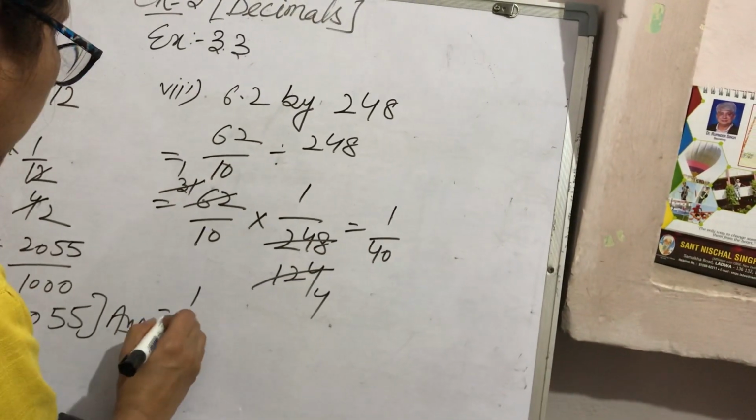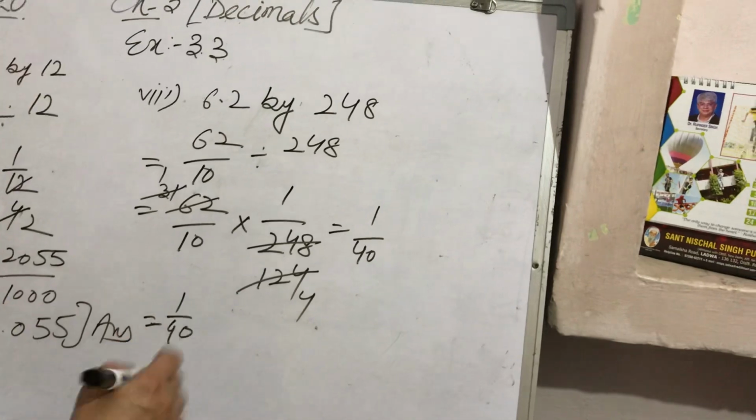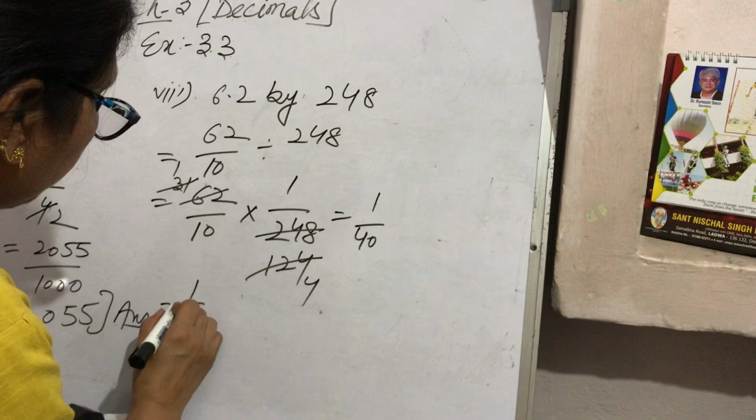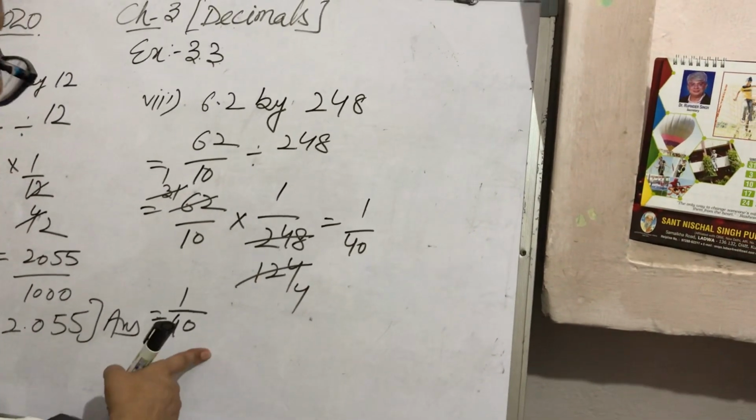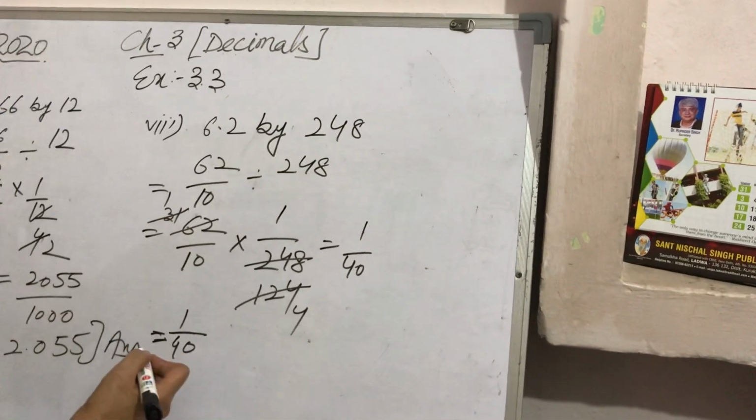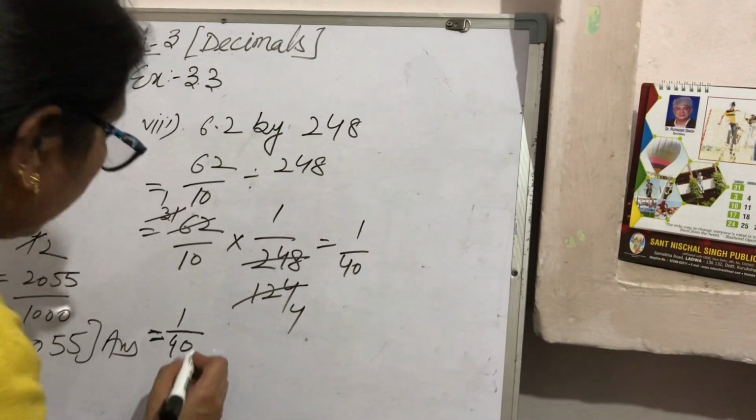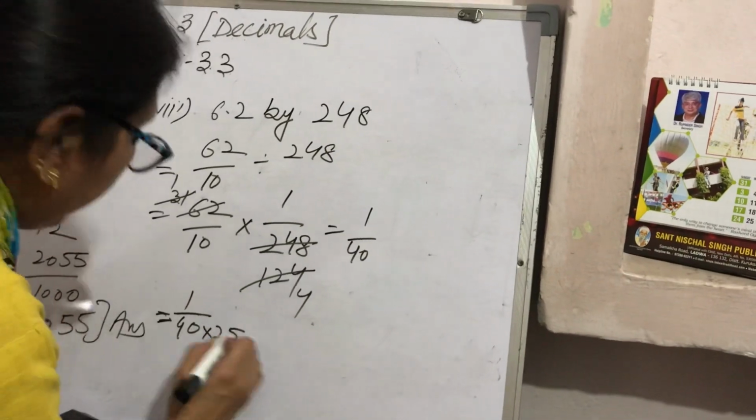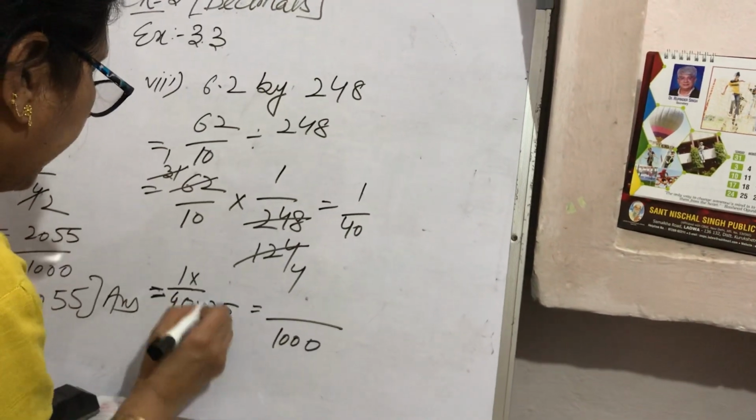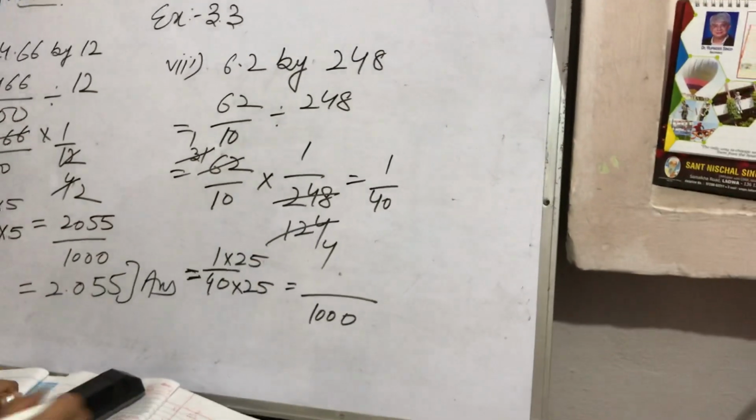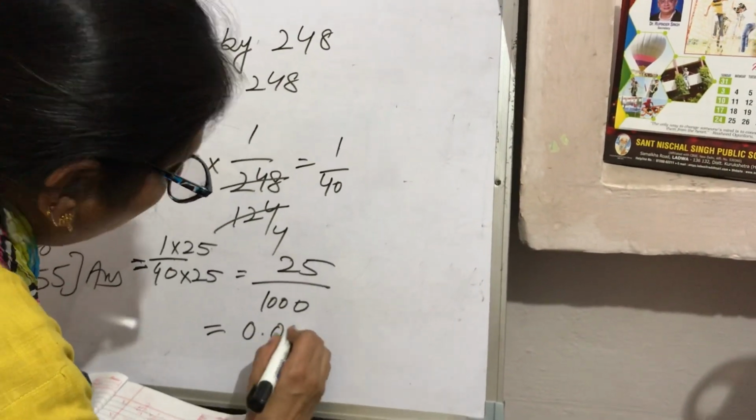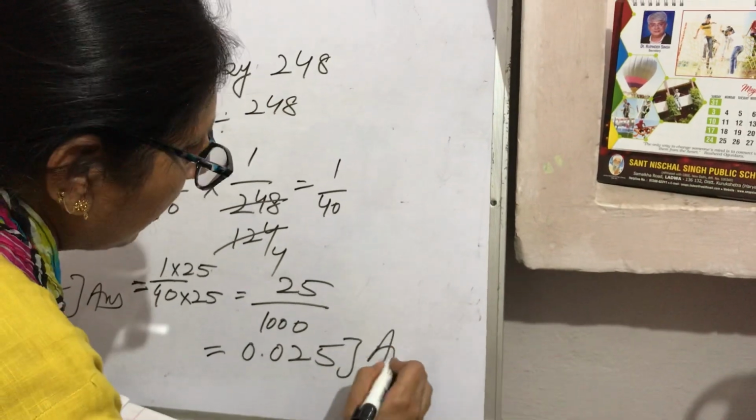Now we have to make the denominator 10 or 100. 100 we can make or 1000 we can make. So 10 we cannot make. For 100 there is no number to make it. Multiply by 40 is 1000. So if we multiply by 25, it will be 1000. So denominator and numerator both will be multiplied by 25. So 25 upon 1000, 0.025. This is the answer.